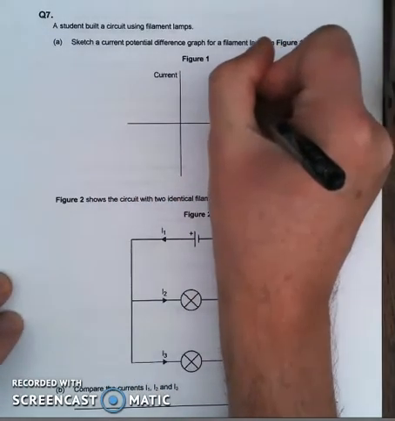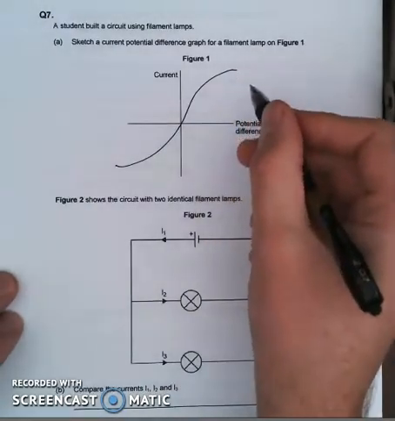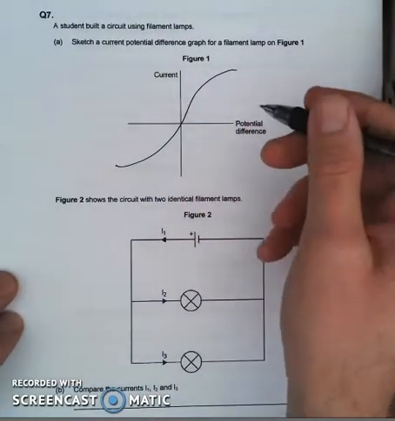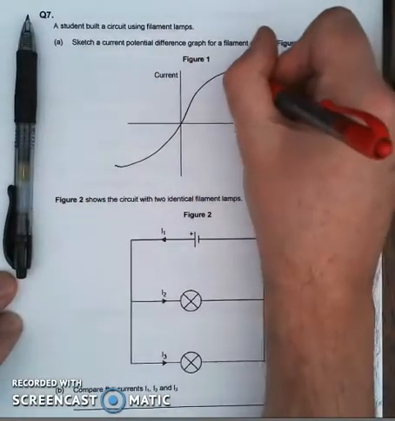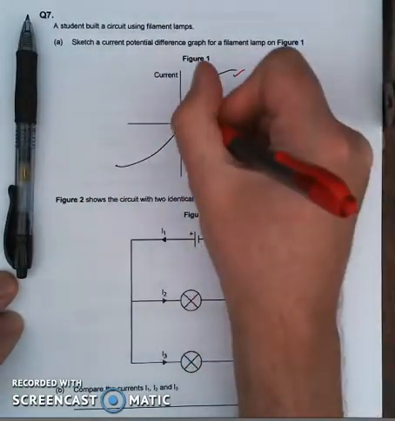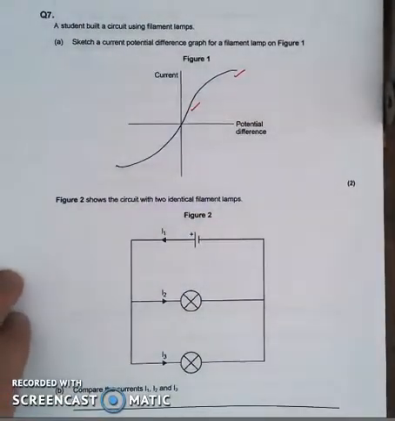Normally you get a nice straight line going through the origin, but this time it's an S curve because the resistance changes. As it gets hotter, the resistance increases. So there's 2 marks for that. One's for this nice S curve here and here, and one's for the changing gradient. So lovely, there's a good starting point.